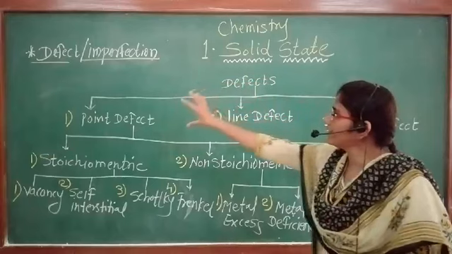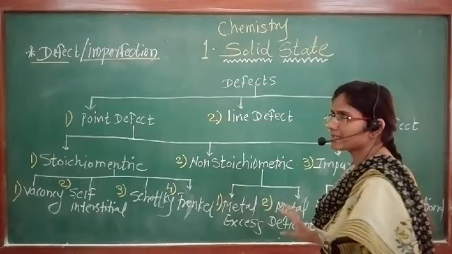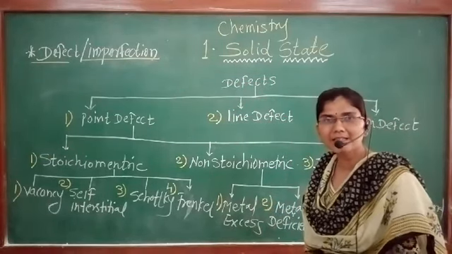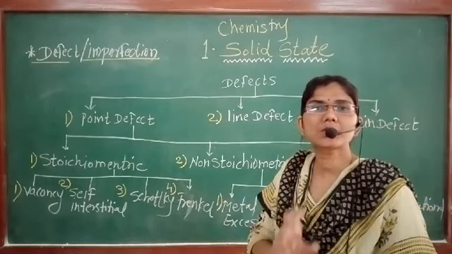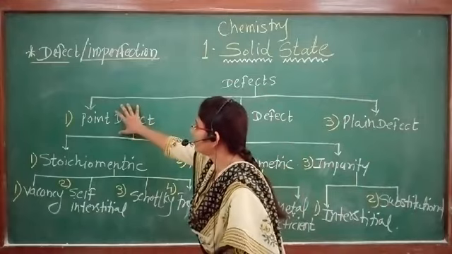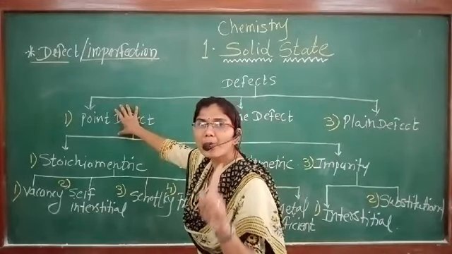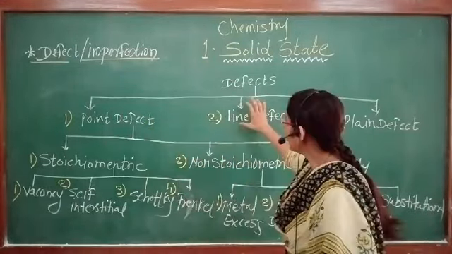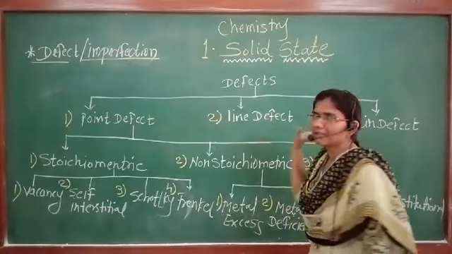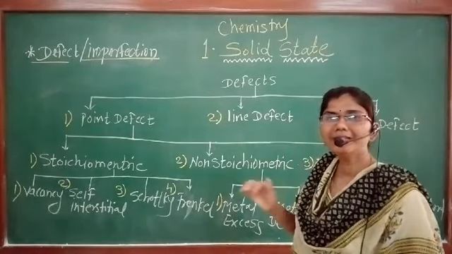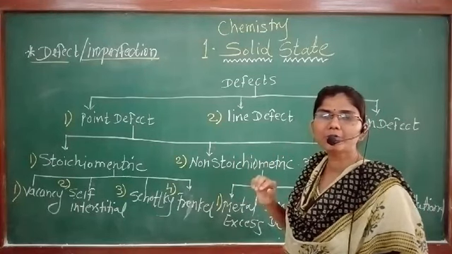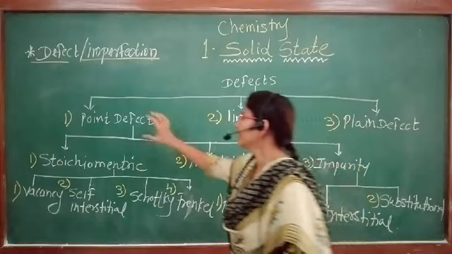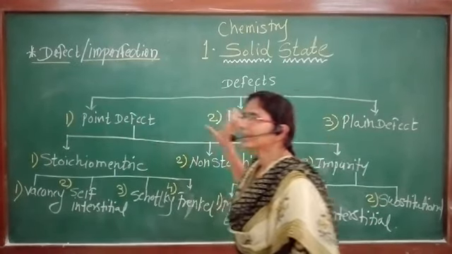Defects are classified into three main types, and out of these three, in our topic solid state, we are going to study only the first type of defect, which is called point defect. The line defect and the plane defect are not included in our syllabus.